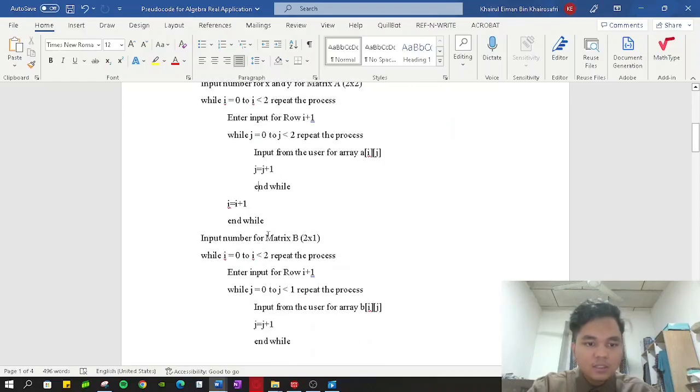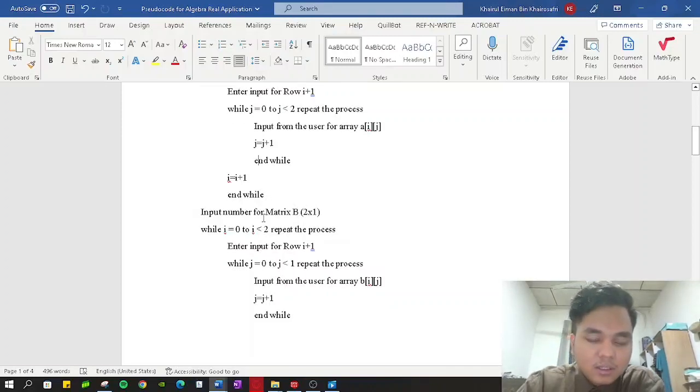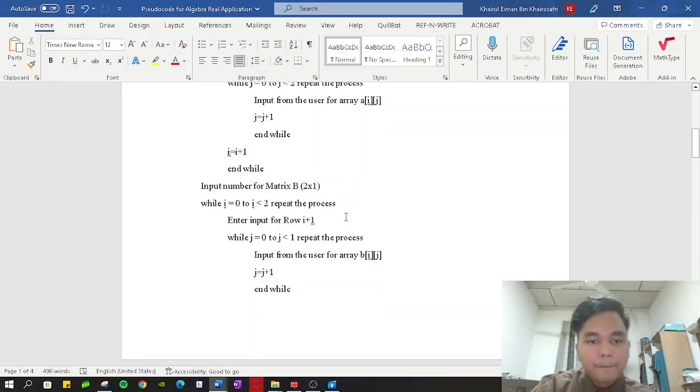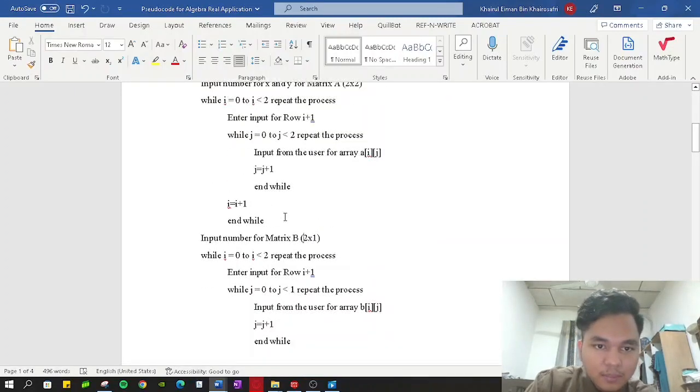So the second one is input for matrix B, 2 by 1. This is for matrix B, which is for example 2x and 3y equal to 1. So the number 1 is the input for matrix B. So in this case, my question is a 2 by 2 matrix, so matrix B is 2 by 1. So it is the same as above.